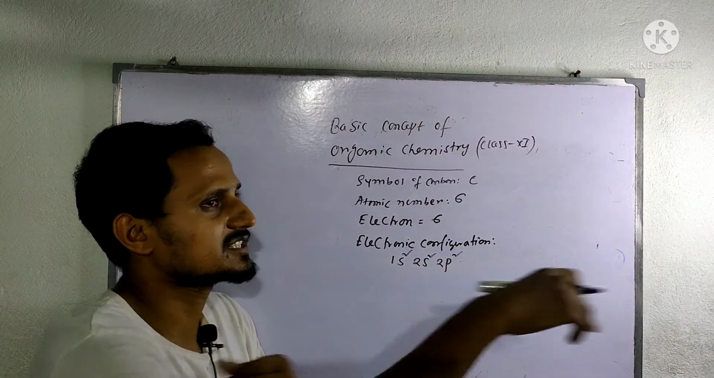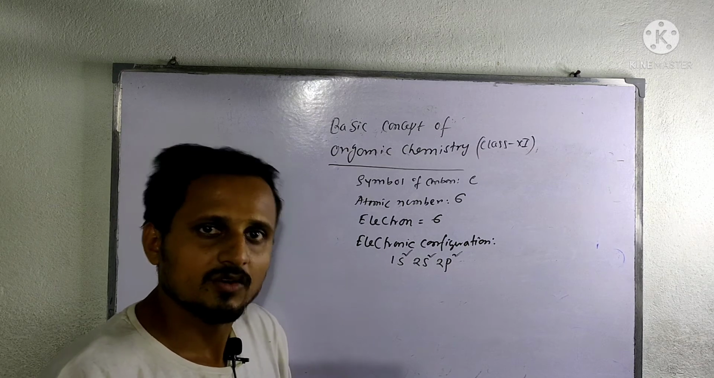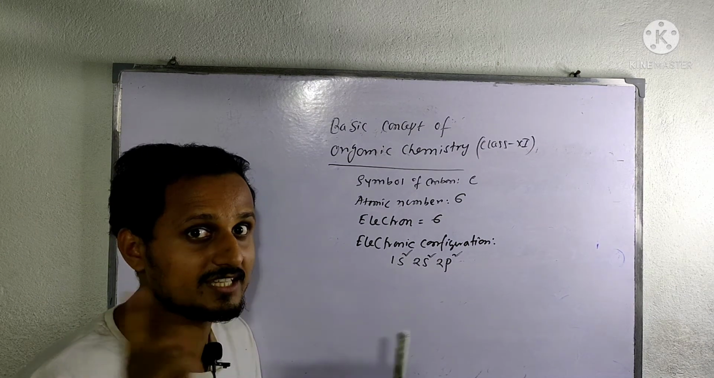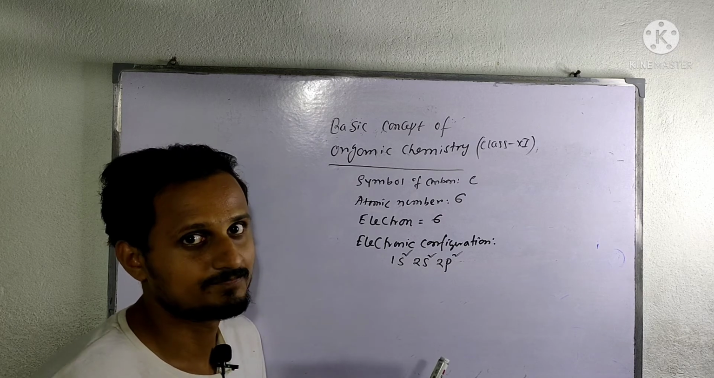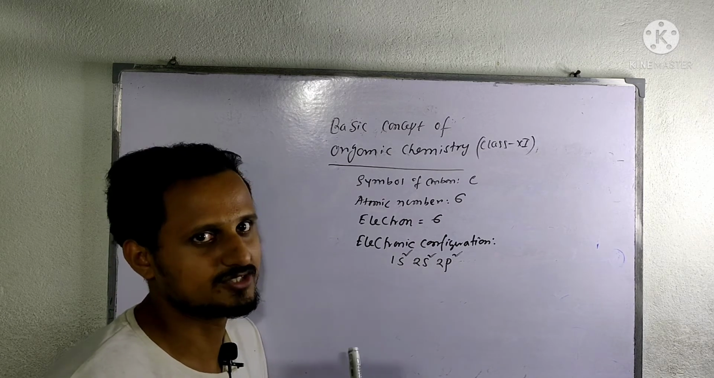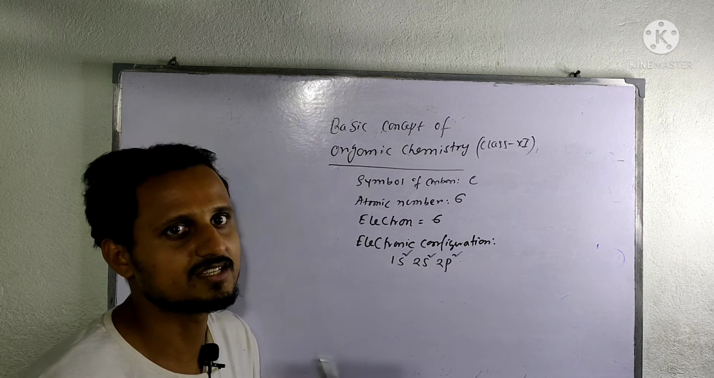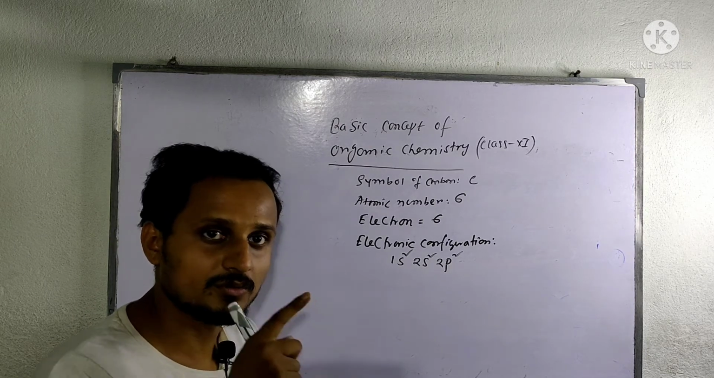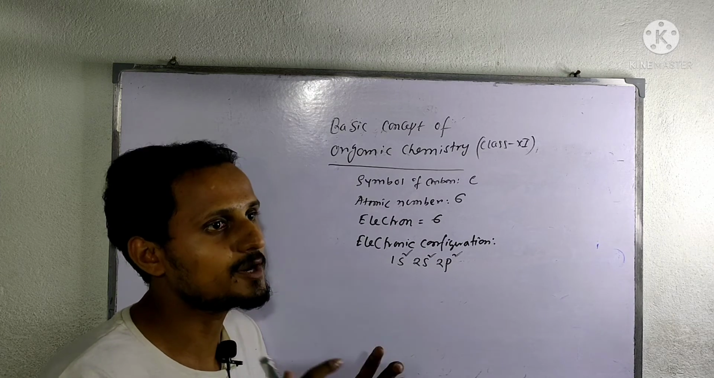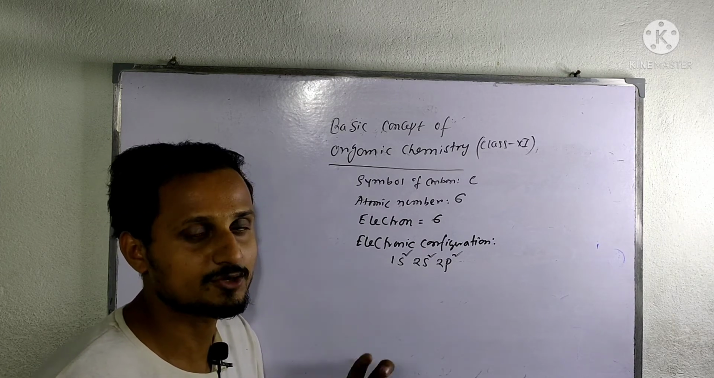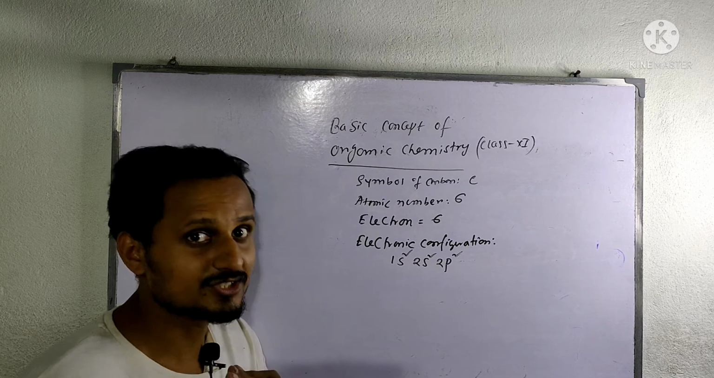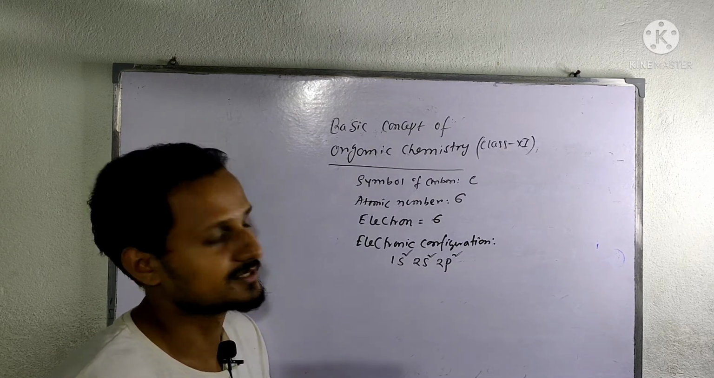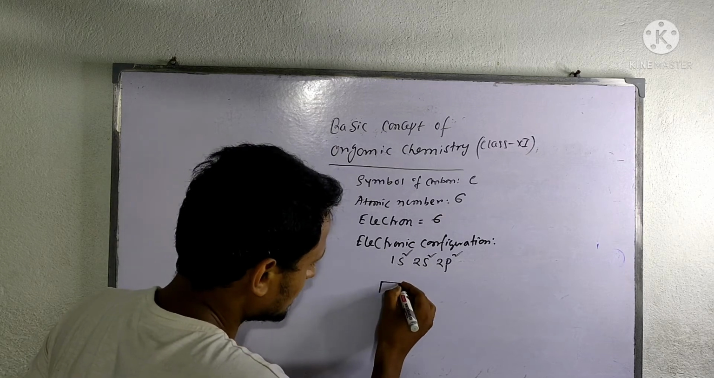Now from here we will discuss the valency of carbon. Valency means the number of electrons present in the valence shell. This is the general concept. But here we have to understand deeply: the number of unpaired electrons present in the last orbital or the last shell of an atom is the valency. So let's expand the electronic configuration.